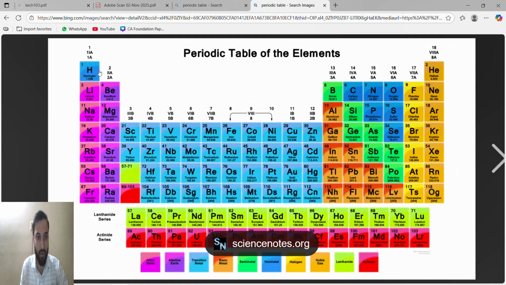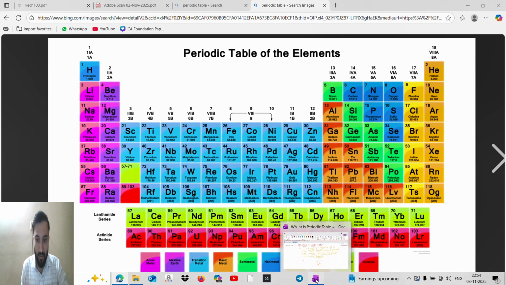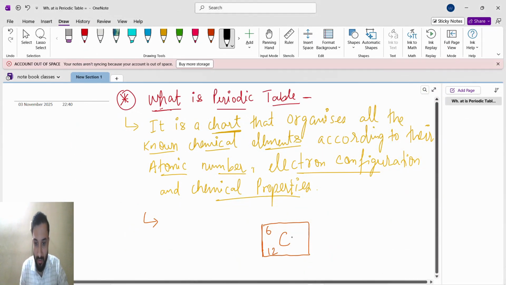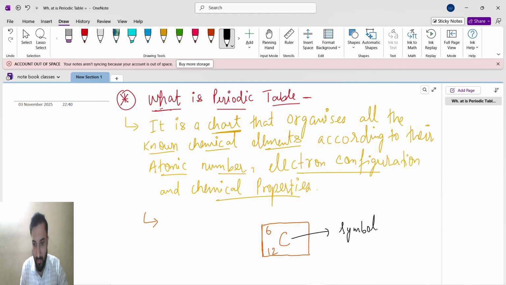If you count in total, 1 box, 2 box, 3 box, 4 box, 5 box, 6 box, 7, 8, 9, 10 box. So each box on the table represents an element. Now what will we get to know? This is a symbol. C is a symbol. Each box represents an element.